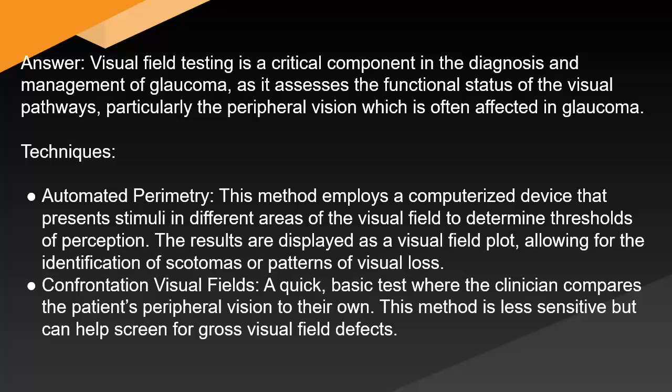Automated perimetry. This method employs a computerized device that presents stimuli in different areas of the visual field to determine thresholds of perception. The results are displayed as a visual field plot, allowing for the identification of scotomas or patterns of visual loss. Confrontation visual fields. A quick, basic test where the clinician compares the patient's peripheral vision to their own. This method is less sensitive but can help screen for gross visual field defects.